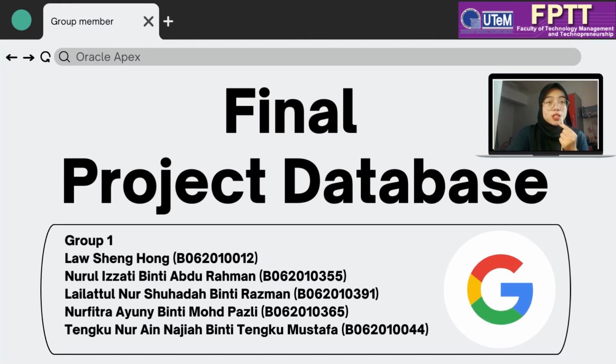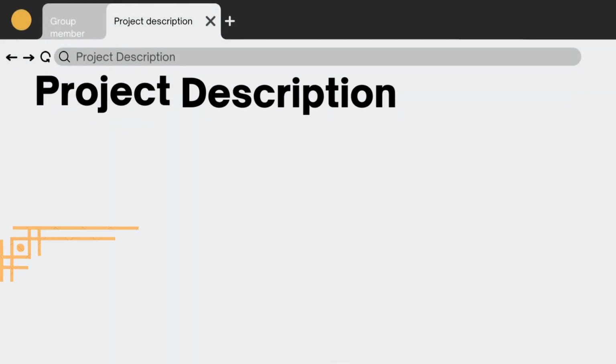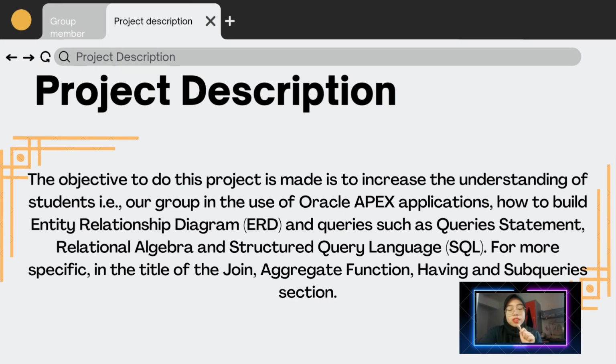Our group consists of 5 members, which are Sheng Hong, Izzati, Syuhada, Ayuni and Tengku Nur Ain. First of all, we go with the project description.